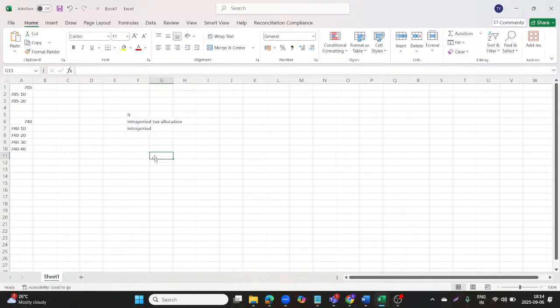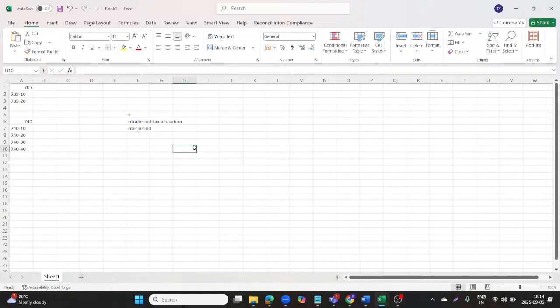A permanent difference is a transaction that affects either the taxable income or the income per books. These are either non-deductible, non-taxable or special tax allowances. Some examples of permanent differences are tax exempt interest, certain penalties, bribes, fines, or entertainment expenses which are non-deductible.